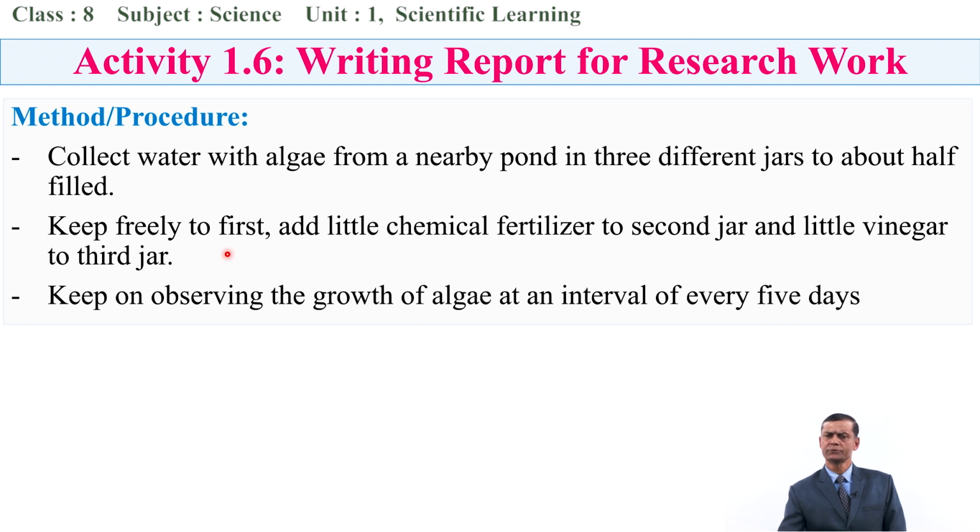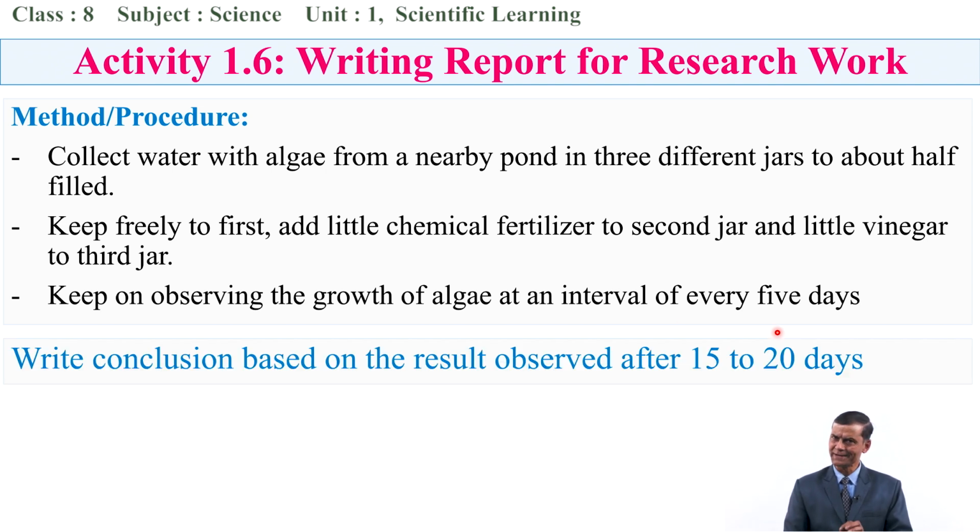Then keep the first jar free, we have to keep it freely. Add a little chemical fertilizer to the second jar, and a little vinegar in the third jar, isn't it? There are 3 jars containing water with algae, which was collected from a nearby pond. Then we should do these activities, adding chemical fertilizer and vinegar, and one of the jars should be kept without adding anything. Now keep on observing the growth of the algae at an interval of every 5 days.